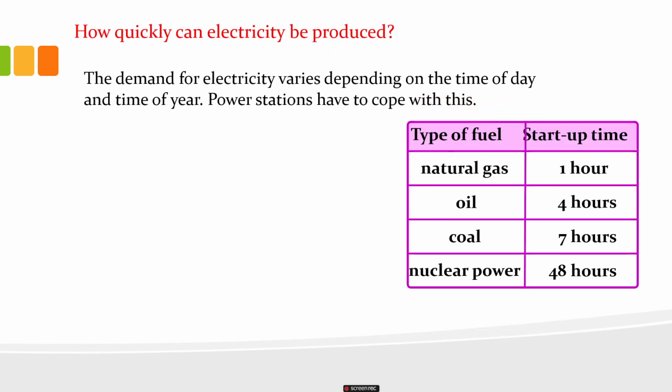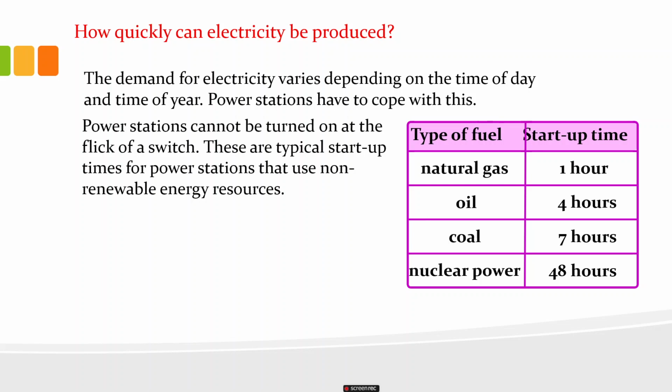How quickly can electricity be produced? So, we can have a comparison of the type of fuel used and the startup time. When you use natural gas, you can produce the electricity within 1 hour. When you use oil, you can get the electricity within 4 hours. When you use coal, you can get it within 7 hours. When you use nuclear power, you may get it within 48 hours.